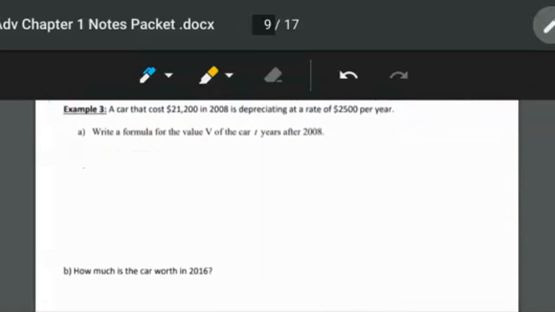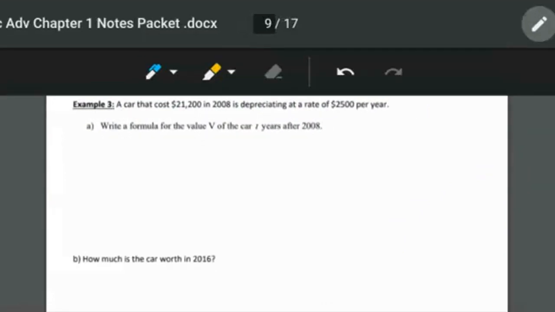Let's take a look at example 3. A car worth $21,200 in 2008 is depreciating at a rate of $2,500 per year. So if you're not sure what depreciating means, that means the value is going down every year. All right. So it says, write a formula for the value V of the car T years after 2008.